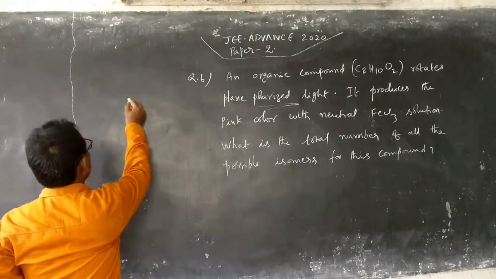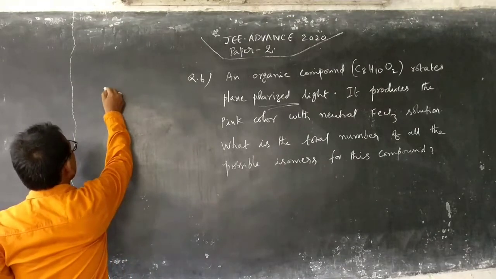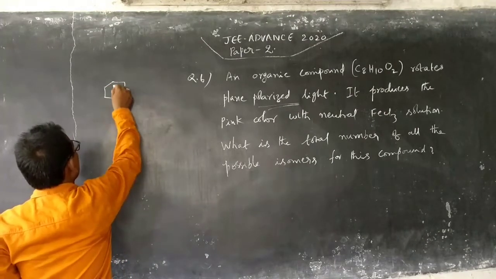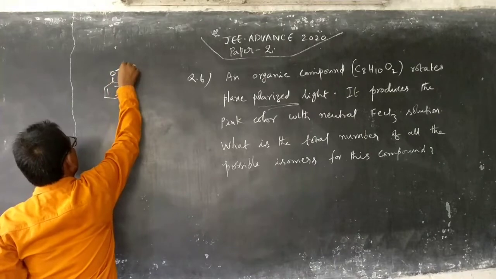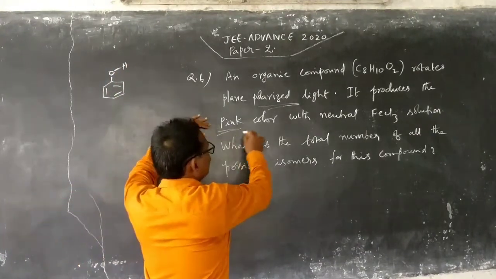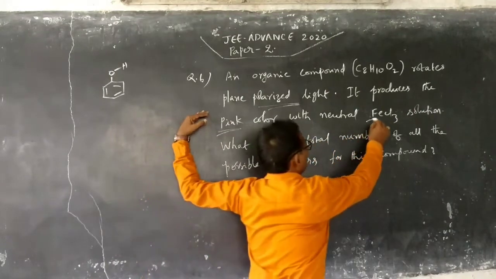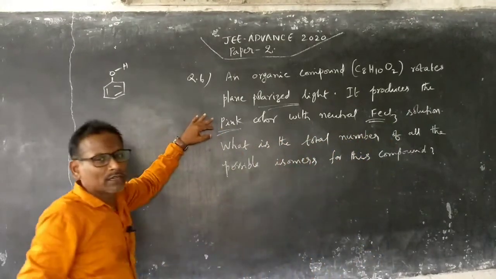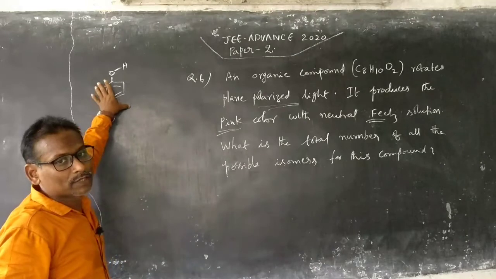So let us write a phenolic structure. This is a phenol, and this is a required condition because a pink color is produced with FeCl3. When it is treated with FeCl3, the pink color appears, which is normally possible whenever a phenol group is present.